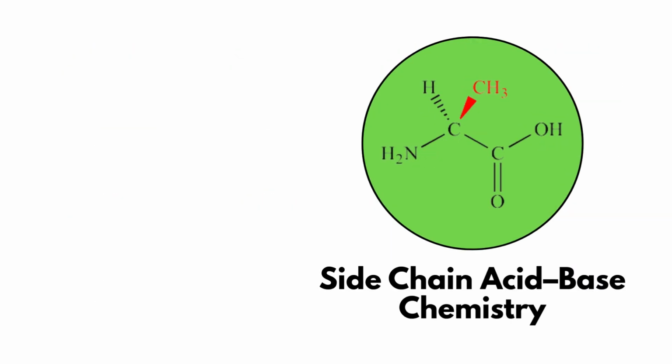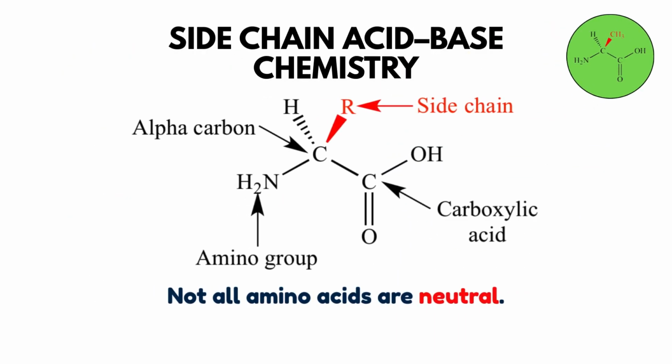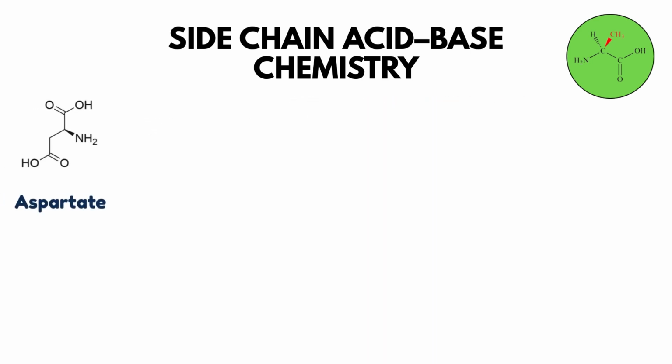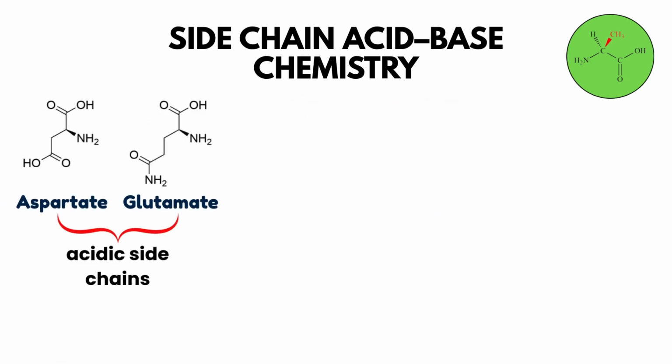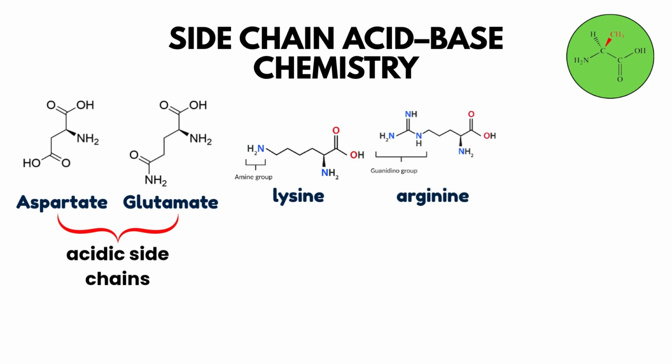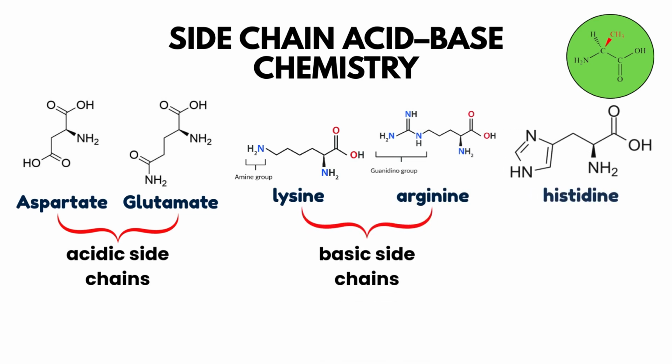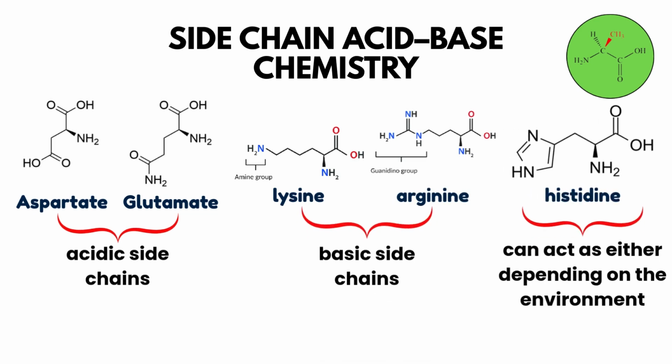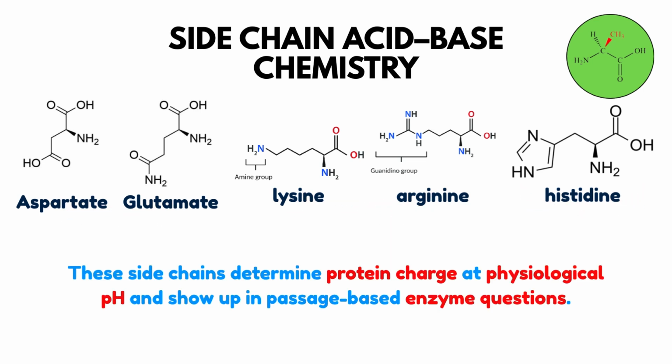Side chain acid-base chemistry. Not all amino acids are neutral. Aspartate and glutamate have acidic side chains. Lysine and arginine have basic side chains. Histidine can act as either depending on the environment. These side chains determine protein charge at physiological pH and show up in passage-based enzyme questions.